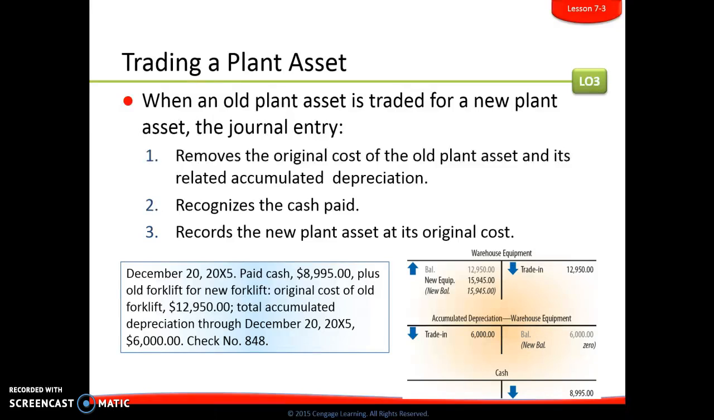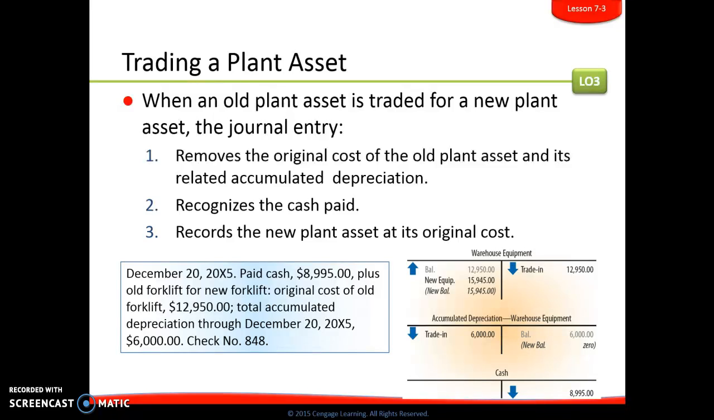Okay, now we might trade a plant asset. When an old plant asset is going to be traded for a new plant asset, the journal entry needs to do three things. One, we need to remove the original cost of the old plant asset and its related accumulated depreciation. Two, we need to recognize the cash paid. And three, we need to record the new plant asset at its original cost.